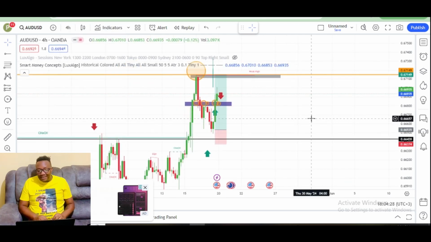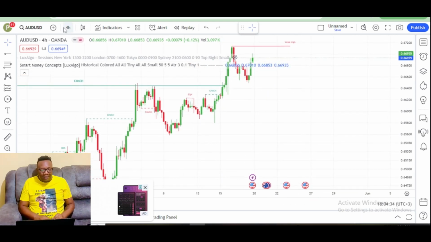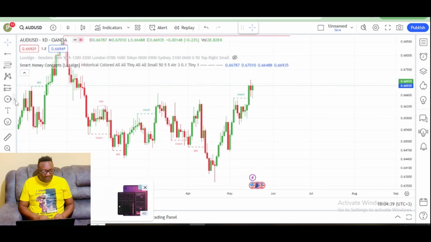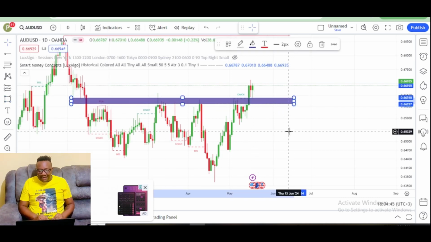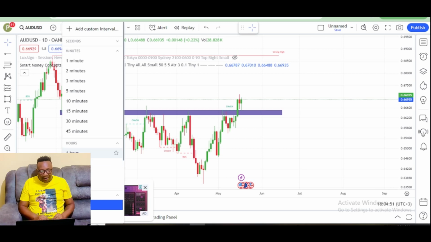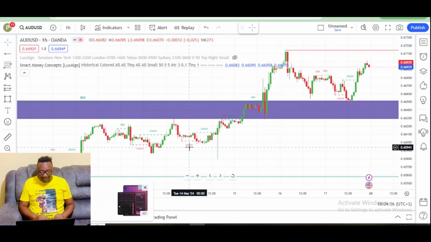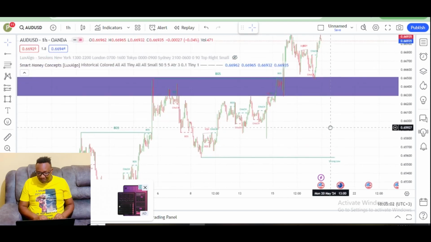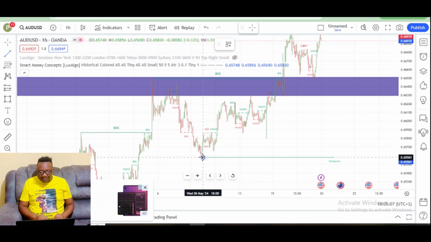For those people who use trend lines to trade this market, let me remove everything there and go back to the 1 hour time frame. Same thing: I mark our zones the same way, where the market is from and where the market is going. And then go down to the lower time frame. For trend lines, I trust the 1 hour more, depending on the pair. If I want to draw my trend lines, I pick my trend line tool and draw from like this.